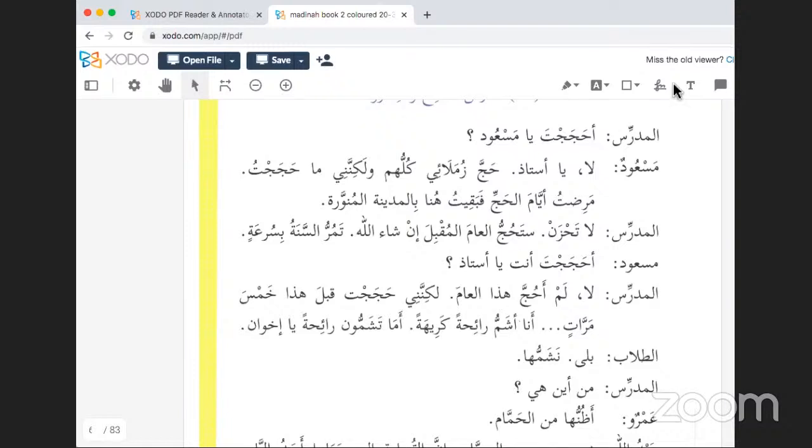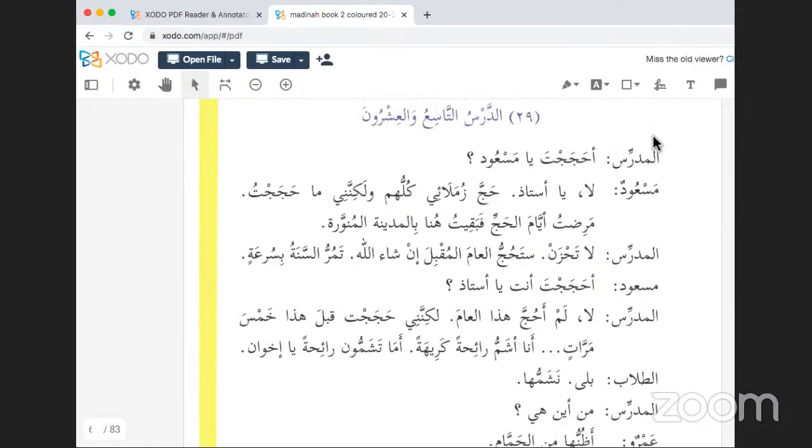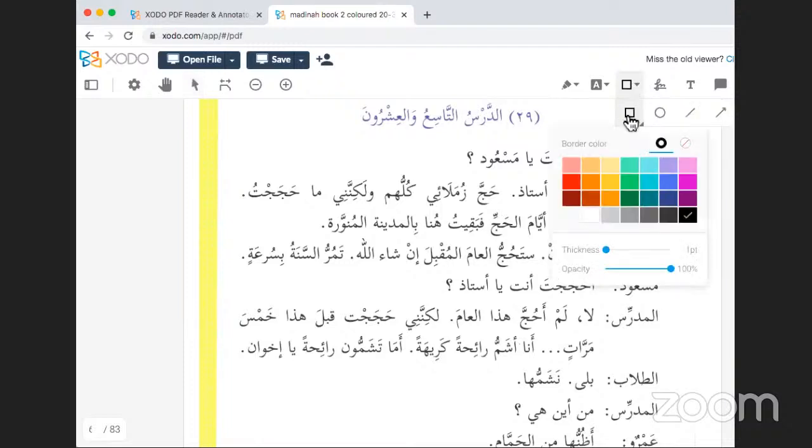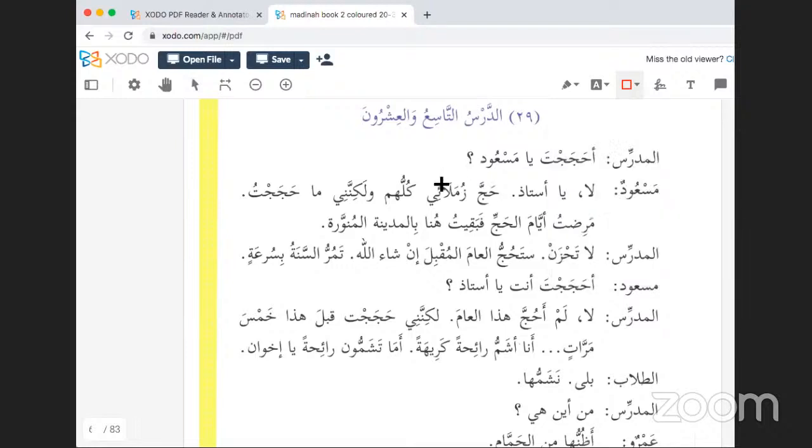بسم الله الرحمن الرحيم. حججت يا مسعود. مسعود: لا يا أستاذ، حج زملائي كلهم ولكنني ما حججت، مرضت أيام الحج فبقيت هنا بالمدينة المنورة. فبقيت.